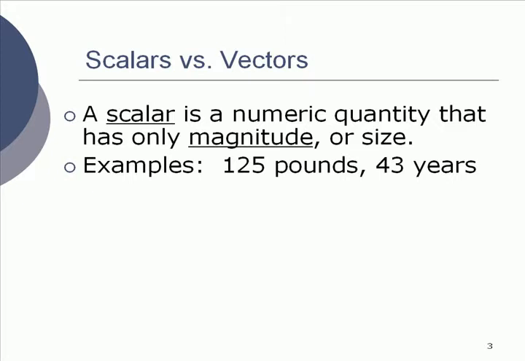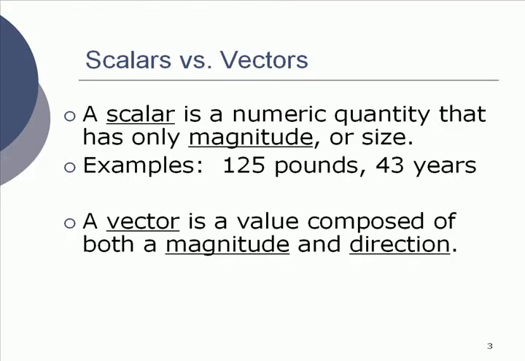Or when we measure time, 43 years, that value doesn't have any direction associated with it. What we're going to work with now are quantities that are meaningless unless you know an associated direction. And that's what a vector is. A vector is a value that has magnitude like we've had before, but now we're also going to have a direction. So a vector always consists of two parts.